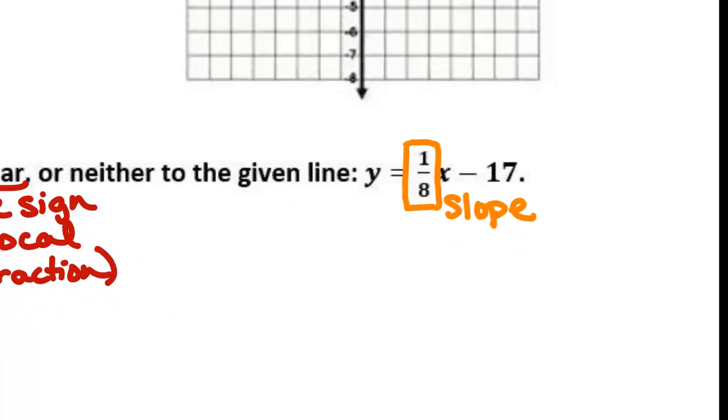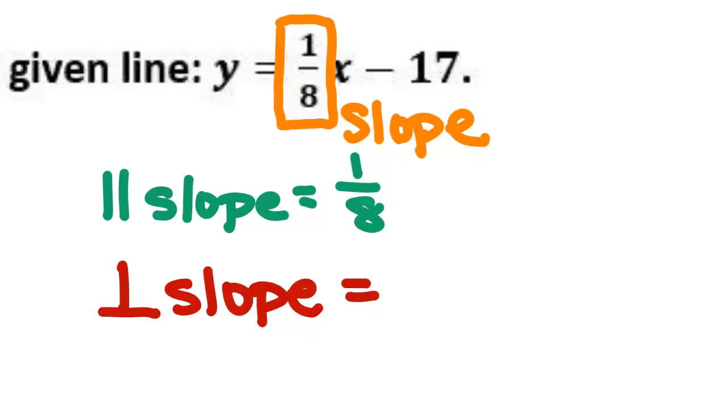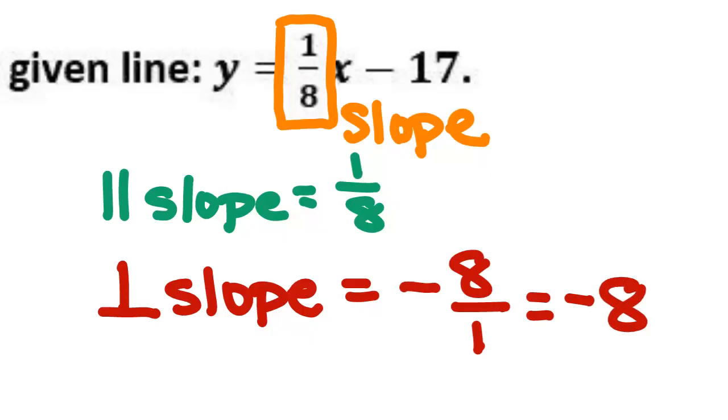So the parallel slope is going to be exactly the same, 1/8. The perpendicular slope is the opposite sign and the reciprocal. Well, what's the opposite sign from 1/8? Negative. We need a negative. And then instead of 1/8, we would have what? Yep, we would have 8/1, or just 8. Because I take my fraction and flip it over first, and then if I can simplify it, I do.